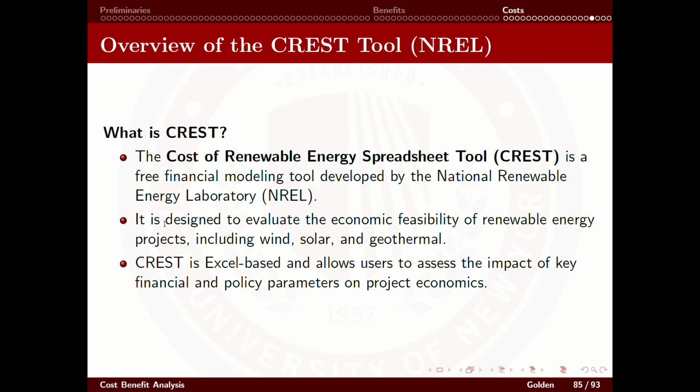Today we're going to talk about two different tools you can use to analyze LCOE and LACE. So two different tools you can use to think about costs and cost-benefit analysis in the electricity market. One is CREST. CREST is the cost of renewable energy spreadsheet tool. It's a free modeling tool put up by the National Renewable Energy Laboratory out in Golden, Colorado.